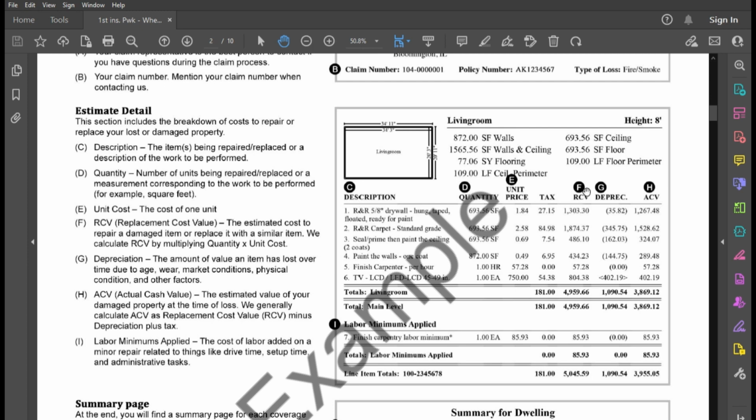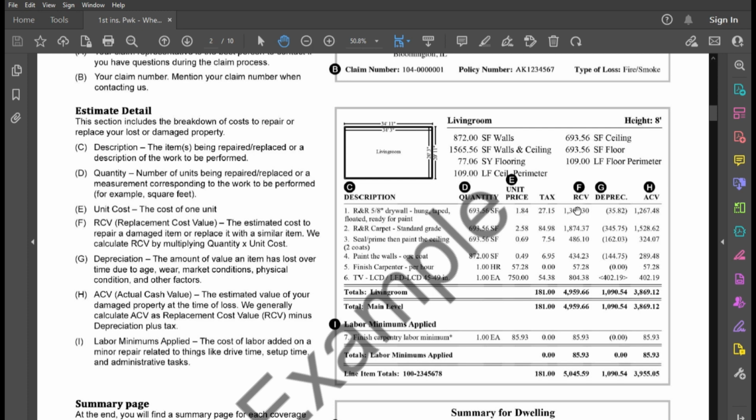So now this is kind of the interesting part. To get your RCV, column F, you have to multiply column D, the quantity, by the unit price, column E, and then add the tax to get RCV. Okay, this is what they're saying they expect to replace the entire thing for. So if you're going to remove and replace all the 5/8 inch drywall in that location, that's the total cost to do that amount of work.